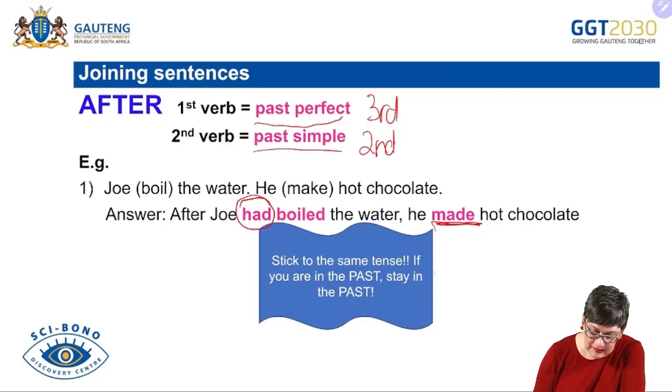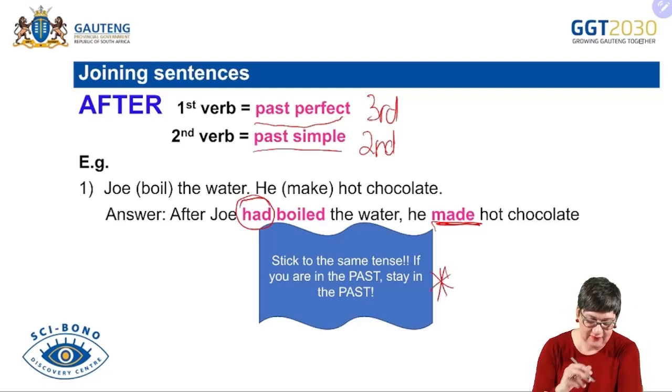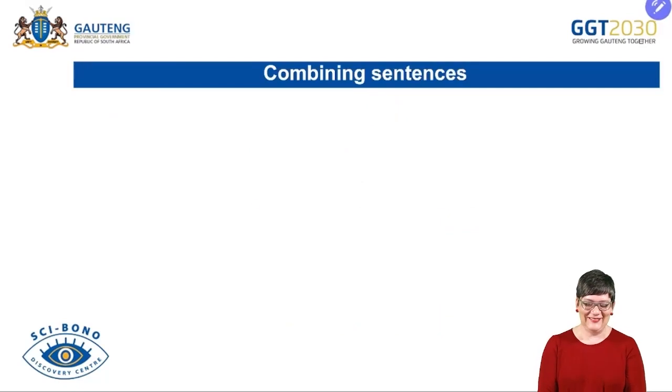Most important, please note this, stick to the same tense when using after. You stay in the past, you keep in the past. Remember what they always said, what happens in Vegas stays in Vegas. It's the same here. What happens in the past stays in the past. Don't jump sentences or tenses.